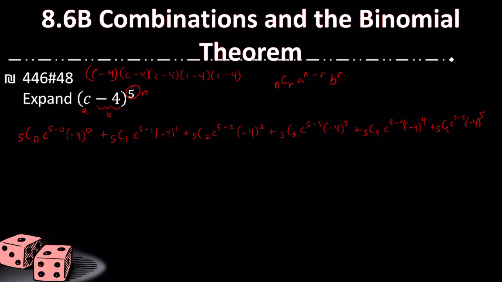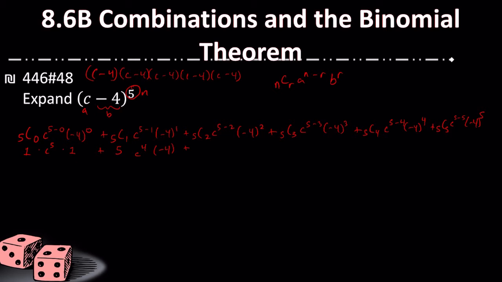So now it's just a matter of simplifying. So it's just a pattern. All right, 5C0 is 1. So that would be c to the 5th. And anything to the 0 is 1. 5C1 is 5. This is c to the 4. And then negative 4 to the 1st is negative 4.